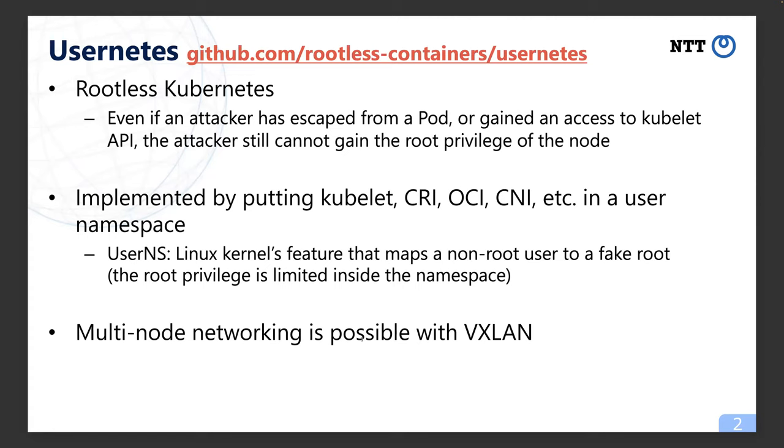So the fake root user is really similar to the root user, but the root privilege is limited inside the namespace. And in this namespace, we execute Kubernetes, CRI, OCI runtime, and CNI, and kube-proxy in this namespace. So we are inside the namespace, but we can still use port forwarding. Also, we can use VXLAN to create a multi-node cluster because VXLAN wraps every packet in a UDP packet, so it doesn't need the root privilege.